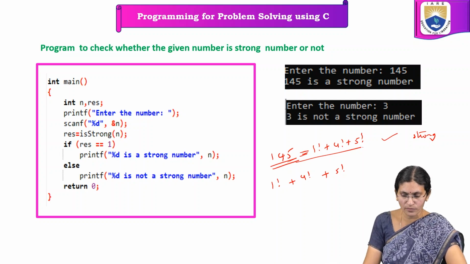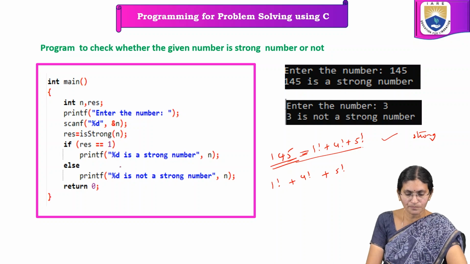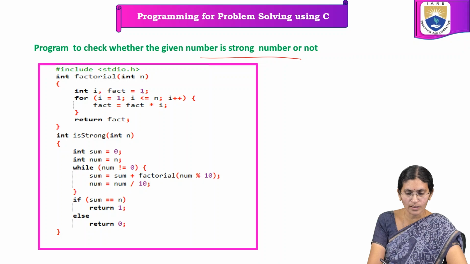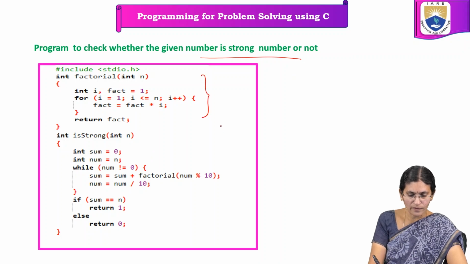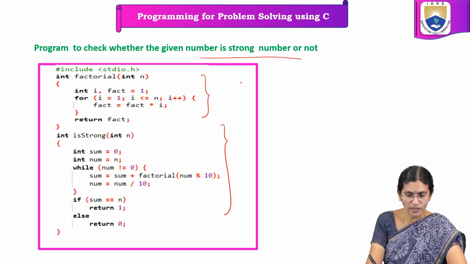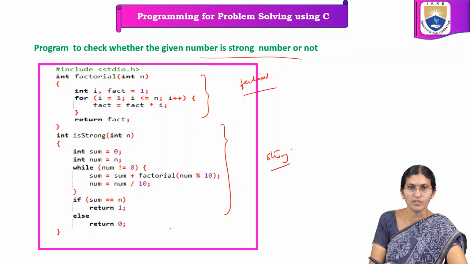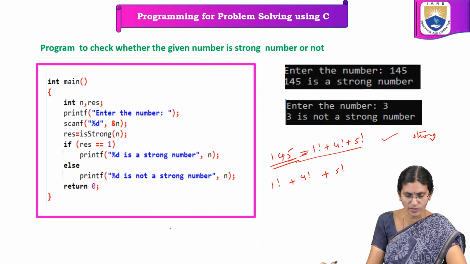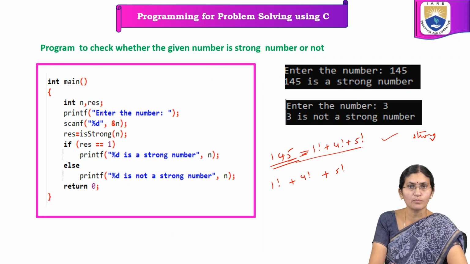Now we will write the program for this. This is the int main function. When we are writing user defined functions, we have written two user defined functions here. One is to find the factorial of the given number and the other is to check whether the given number is a strong number or not. So two user defined functions. Now let us see how the program is written.